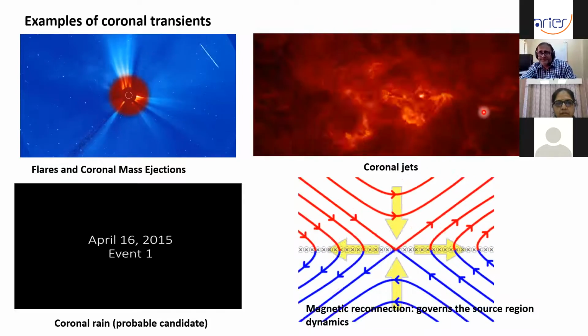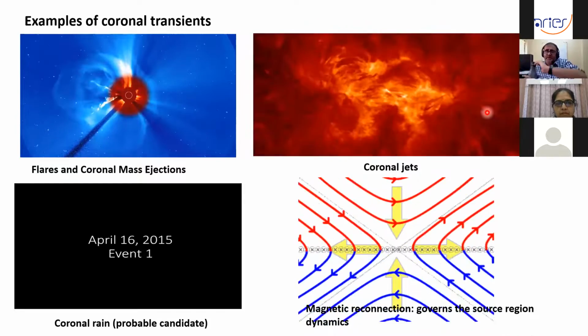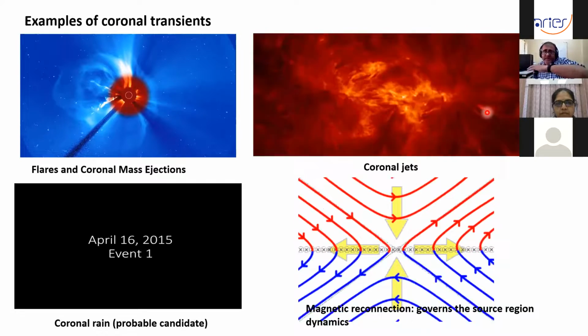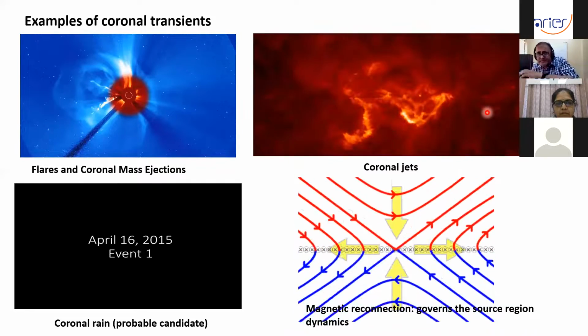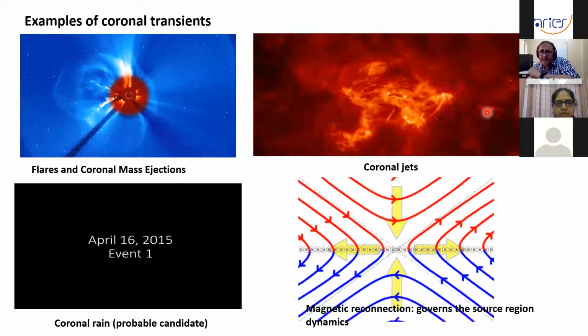which is a collimated beam of plasma, and in this particular case we were able to identify the spire. So we thought we kind of confirmed it as a blowout jet, and I will talk more on this.